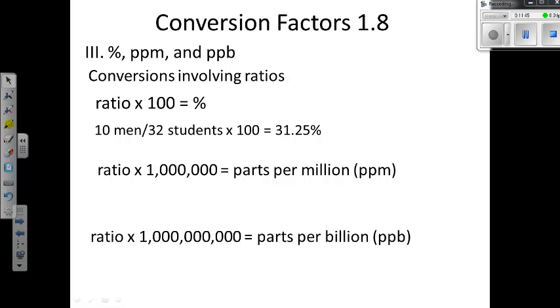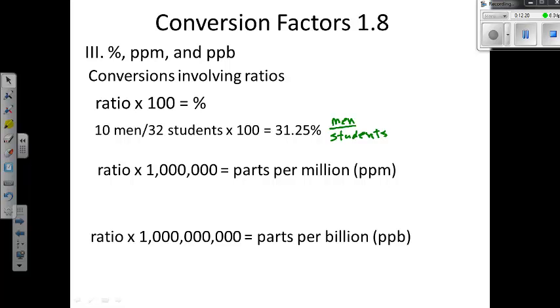You could write the ratio here as men per students, right? Or 31.25% of students are men, right? So you can also do parts per million in the same way. Parts per million is some ratio times 1 million equals parts per million.